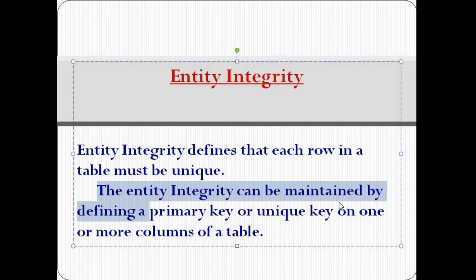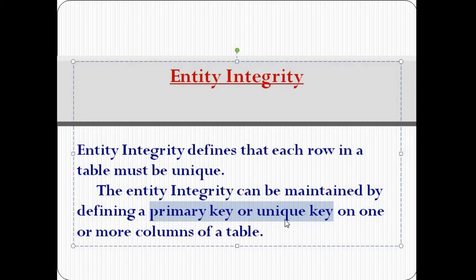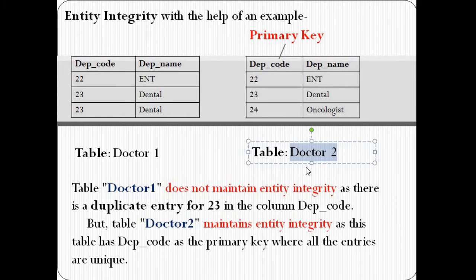The entity integrity can be maintained by defining a primary key or a unique key on one or more columns of a table. Now if you look at this table Dr. 2, the column DEP code has all its entries unique. The entries 22, 23 and 24 occur only once. So we can say that the column DEP code is a primary key column for this table named Dr. 2.